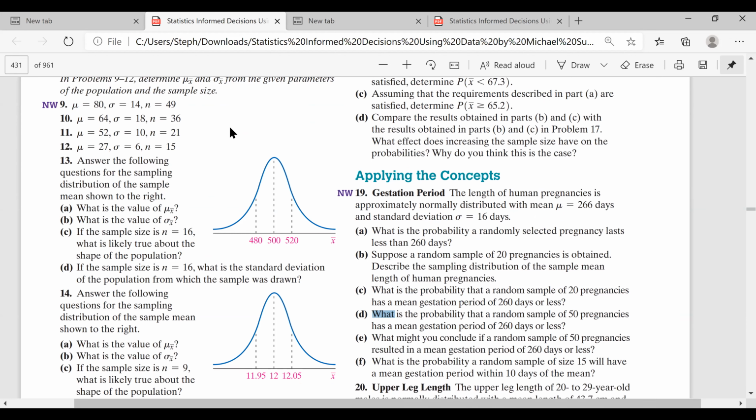All right, so if the sample size is n equals 16, what is the standard deviation of the population from which the sample was drawn? So that's when we would use the standard deviation of the population. So what would that be, like mean? Let me flip back to 8.2 because I don't want to just blurt out the wrong thing.